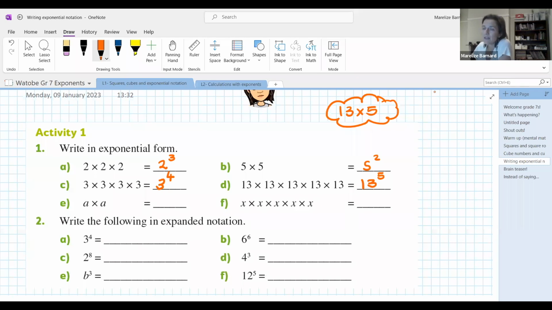Now, that's with numbers. If we use variables, a times a, the same rule applies. a is being multiplied by itself, so that's a squared, or a to the power of 2. If it's a to the power of 3, you can say a cubed. And then for x, we can say x times x times x times x times x. How many times is x being multiplied by itself? So it's x to the power of 1, 2, 3, 4, 5. x to the power of 5. There we go. Well done, everybody.